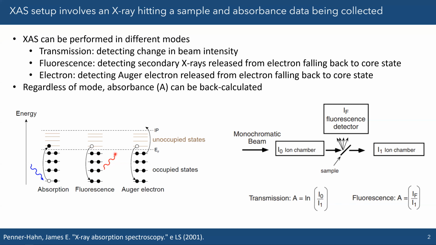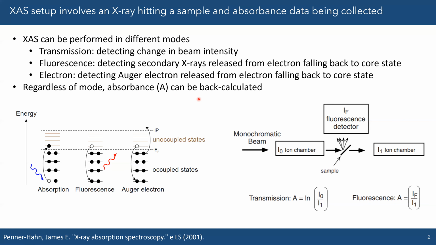Another way that this decay happens is that the energy is released as an electron instead. This is called an Auger electron, and it can be detected in an electron detecting mode. But regardless of your detection mode, whether it's transmission, fluorescence, or electron, there's always a way to back out the absorbance from it. In fluorescence mode, instead of having a log equation, it's just a simple fraction. So regardless of what mode you're in, your absorbance can be back calculated, and your XAS data can be interpreted in the same way.